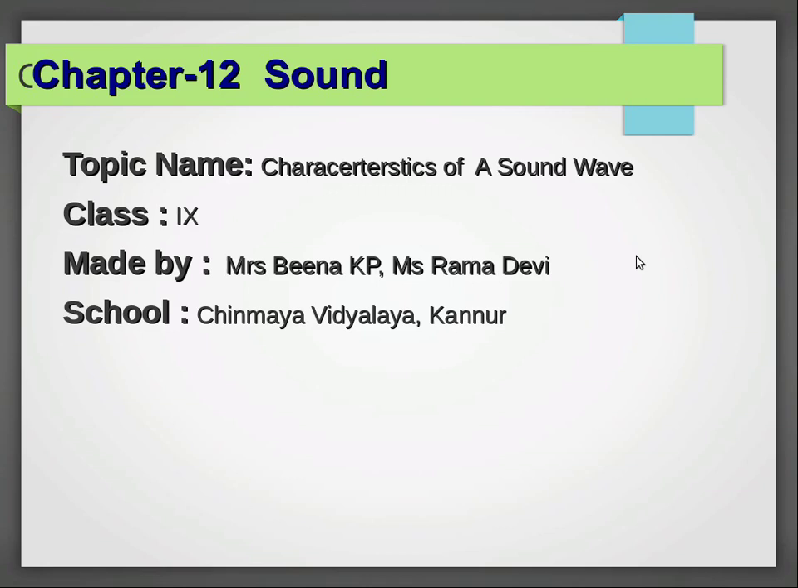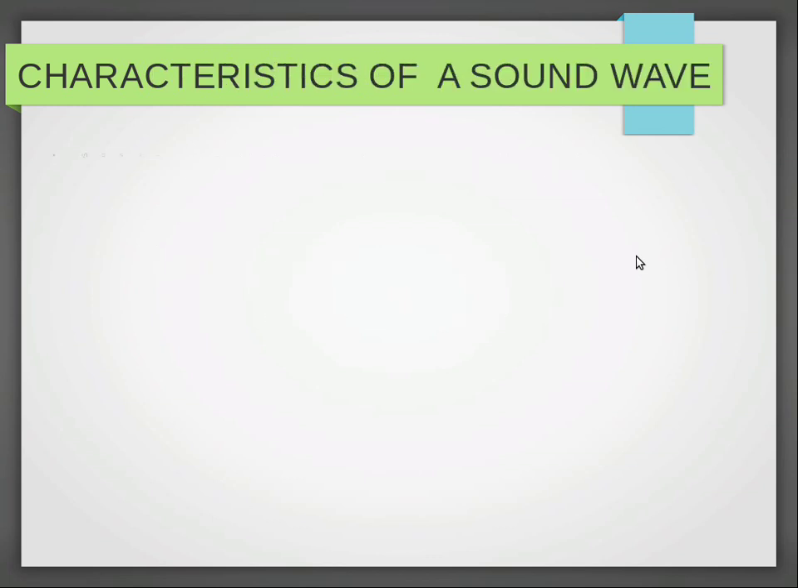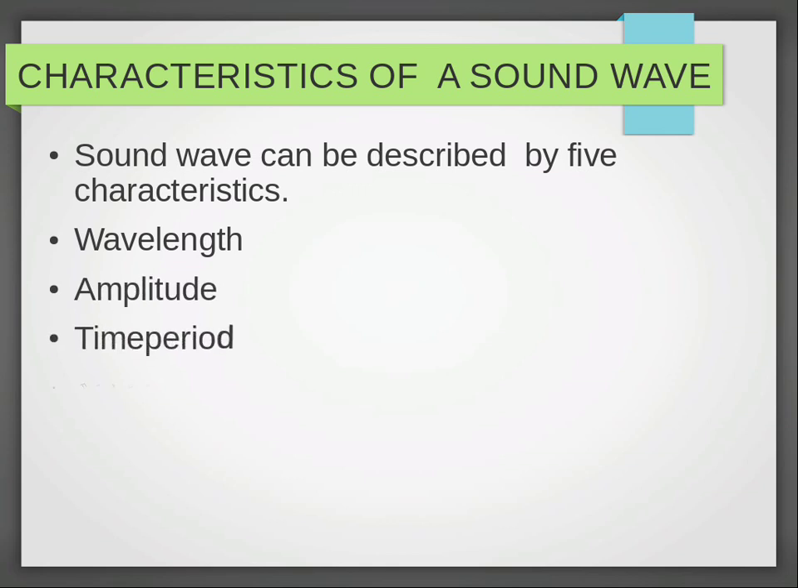Now discuss the characteristics of a sound wave. A sound wave can be described by 5 characteristics: wavelength, amplitude, time period, frequency, and velocity.